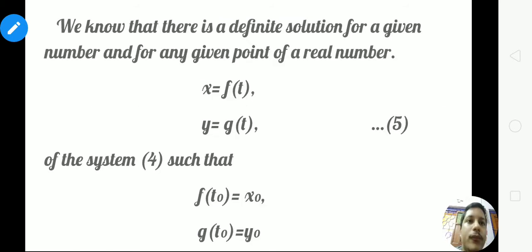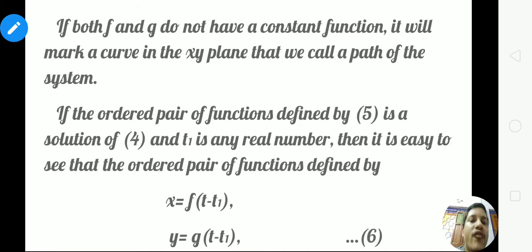We know that there is a definite solution for a given number and for any given point of a real number. x = f(t), y = g(t), those are functions of t indicated by 5 of the system, such that f(t0) = x0, g(t0) = y0. If both f and g are not constant functions, it will mark a curve in the xy plane that we will call a path of the system.